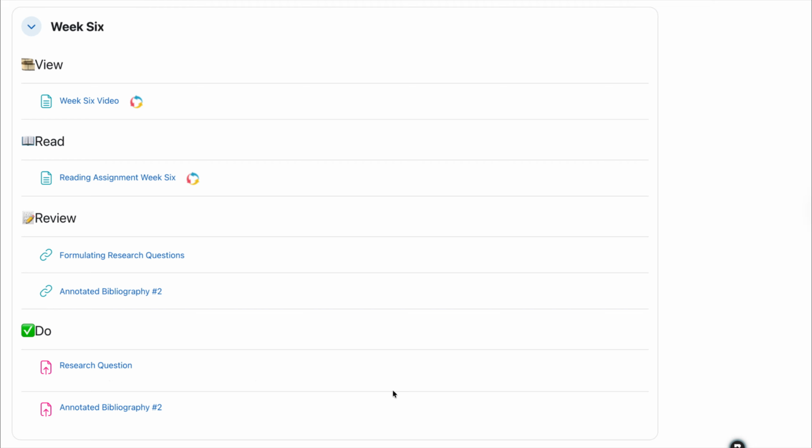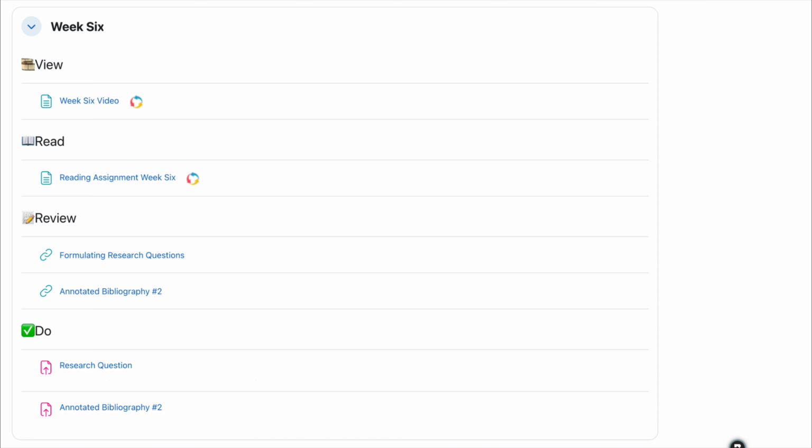For week 6, here is an overview of the week at a glance. You're going to complete your reading assignment for the week. You'll look through those review materials. This time it's formulating research questions and refreshing your memory about the annotated bibliography format.